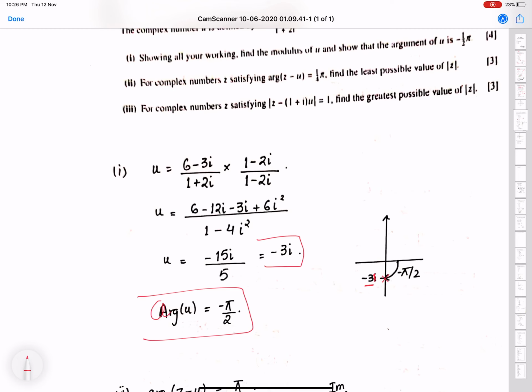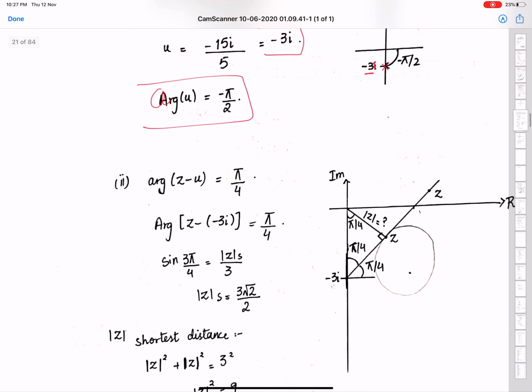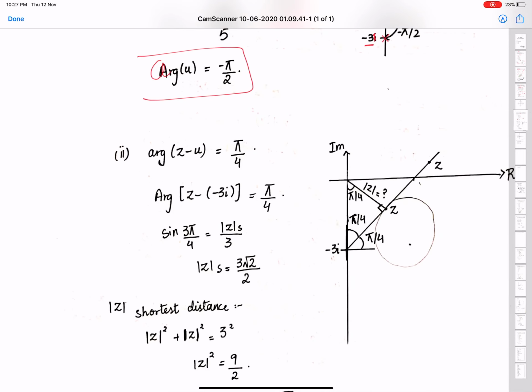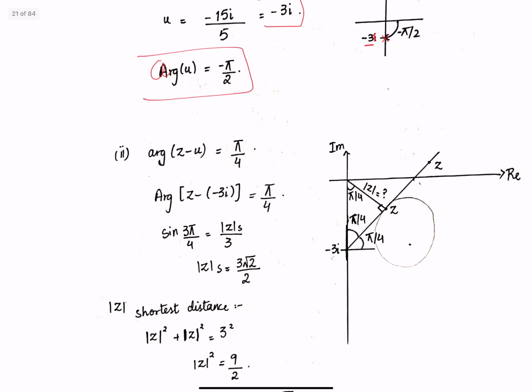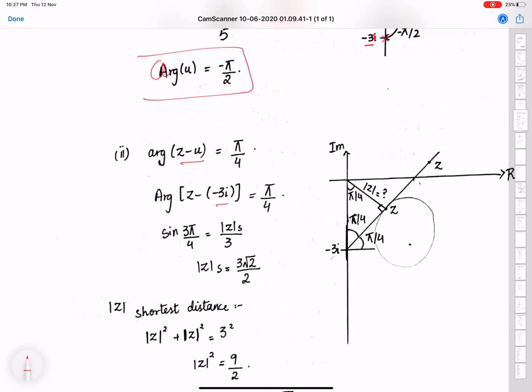Well, the second part is: the argument of z minus u is pi by 4. Find the least possible value of modulus z. Okay, first sketch this. The argument of z minus u, and u is minus 3i. So you have to make the line of argument from minus 3i. So this is the line of the argument.